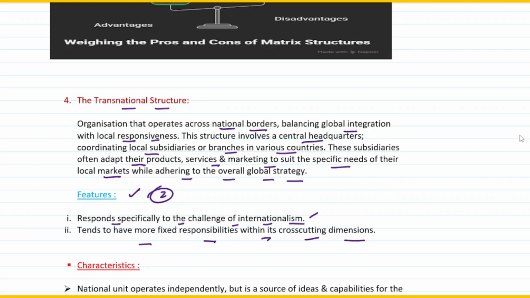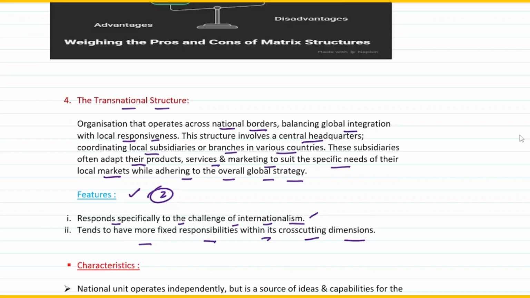So when you join the category of global as well as the local, in that case, that becomes a feature of the transnational structure. So it tends to have more fixed responsibilities within its cross-cutting dimensions, because you're working with different players across the globe. In that case, that cross-cutting dimension thing comes into the picture, right?